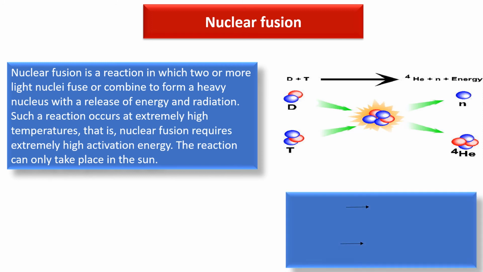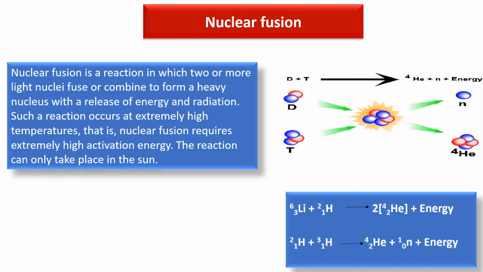So let us look at this example. We have lithium with mass number of 6 and atomic number of 3 reacting with deuterium with mass number of 2 and atomic number of 1. The two of them fuse together to form 2 moles of helium and with the release of energy.